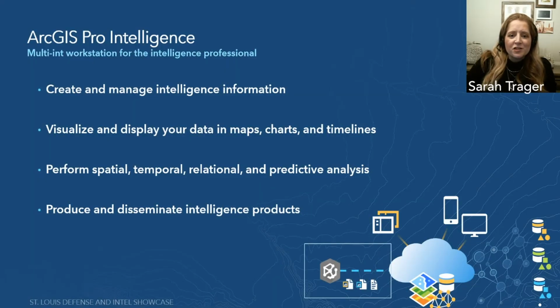ArcGIS Pro Intelligence, or Pro Intel for short, is Esri's powerful desktop application for intelligence professionals. ArcGIS Pro Intelligence supports spatial, relational, and temporal analysis across a wide variety of data formats. ArcGIS Pro Intelligence is tightly coupled with the ArcGIS platform, supporting data sharing across ArcGIS Online and ArcGIS Enterprise, or as a completely disconnected workstation when needed.